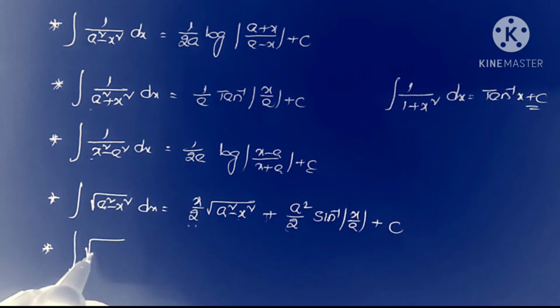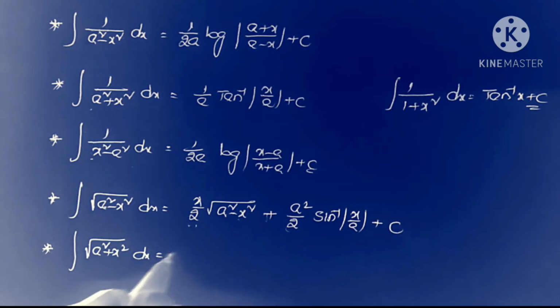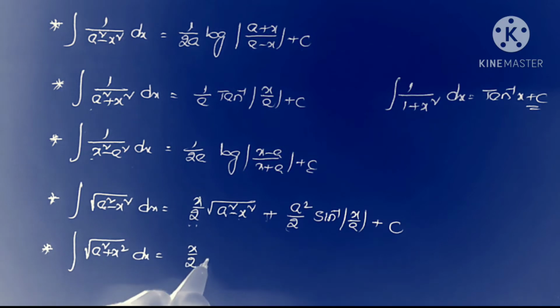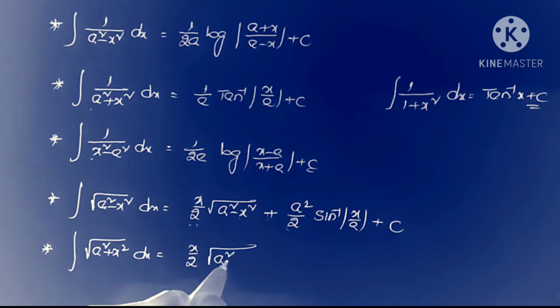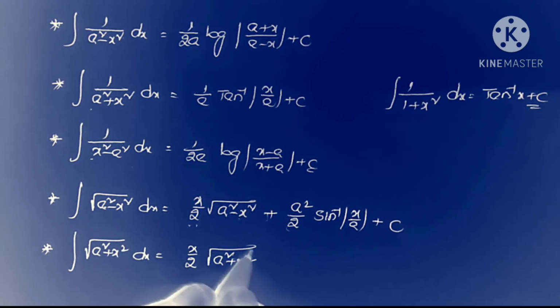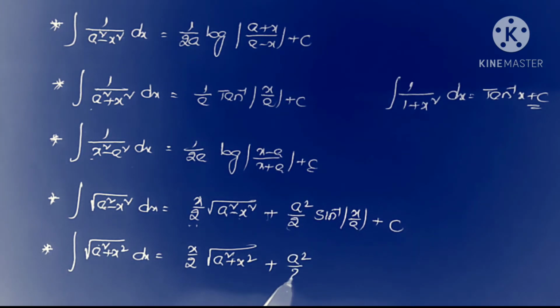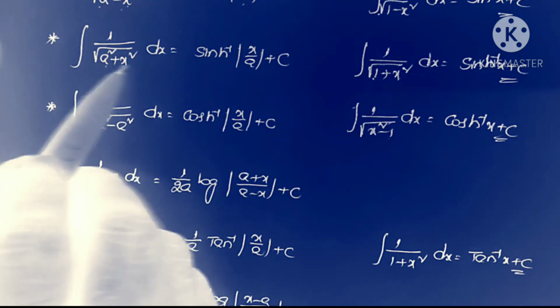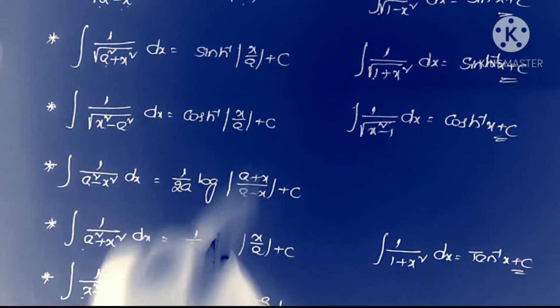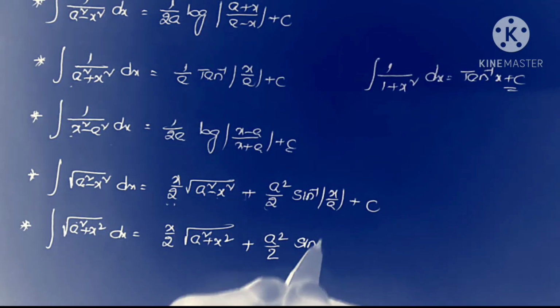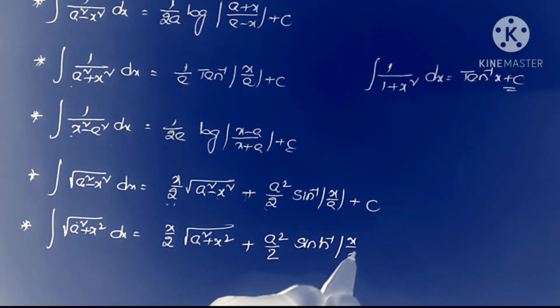And the next formula, integral square root of a square plus x square dx. Now this is equal to, here also the first term is x by 2 into the given problem value, that is x by 2 into square root of a square plus x square, plus a square by 2 into 1 by square root of a square plus x square, which is sine h inverse x by a. We replace that value here, sine h inverse x by a plus c.